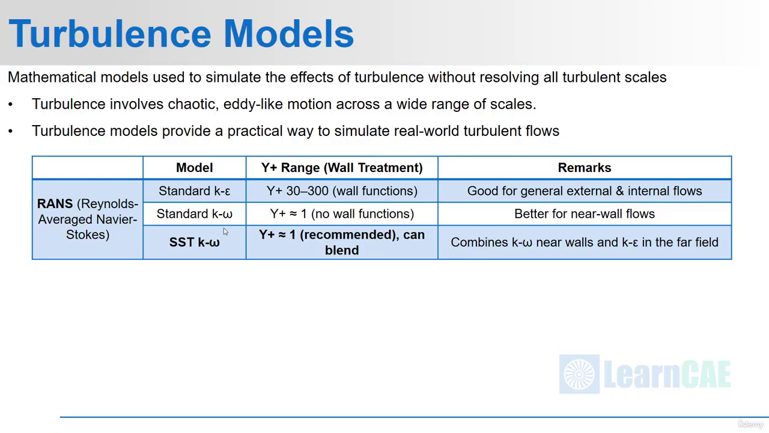Next is the standard K omega model. Here there is no wall function, so you have to specify the y plus close to 1. It is better for near wall flows as it captures the boundary layer properly. The next is SST K omega, or shear stress transport K omega model. This is a blend of K epsilon and K omega models. Here we have to choose y plus close to 1, and it combines the effects of K omega near the walls and the K epsilon model in the far field zone. This SST K omega model is commonly used in industry.